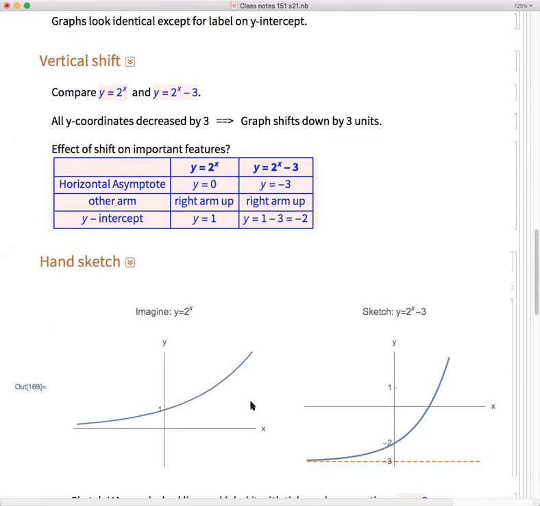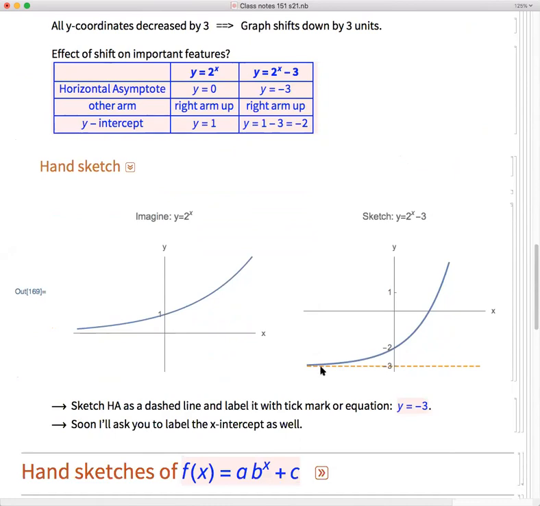Okay, so here's our hand sketch. When the horizontal asymptote is something other than the x-axis, I would like you to sketch it in as a dashed line. So you're going to put in this horizontal dashed line at -3, and you need to label that tick mark as -3, or maybe you just label over on the right, y equals -3 is the formula. The graph is getting close to the asymptote on the left. The graph is right arm up, and the y-intercept has been marked with the tick mark and labeled with the correct number, -2. So again, that's a good hand sketch.